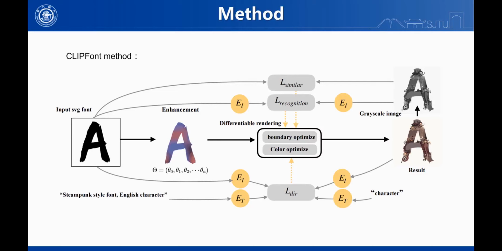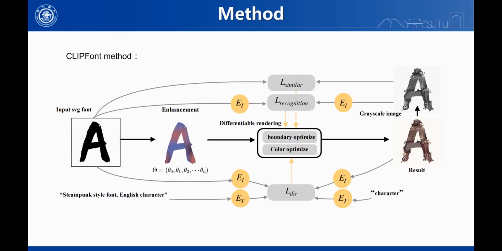Firstly, we use clip recognition loss to keep high-dimensional semantics and categories of characters unchanged. Secondly, we apply directional clip loss for texture generation and positive shape change. Finally, similarity loss can avoid results from becoming too cluttered. Therefore, our total loss function is formulated as shown in the figure. The gradients computed on the rasterized images are returned to the vector parameter space utilizing a differentiable vector renderer.